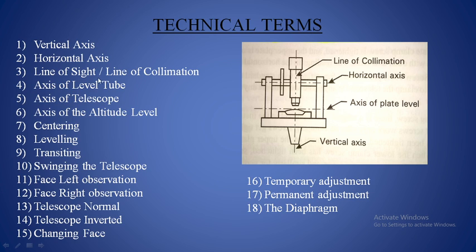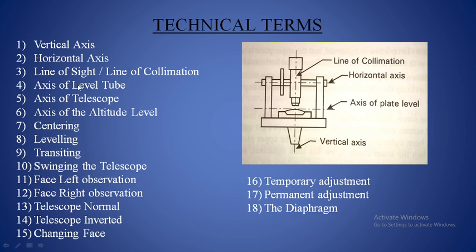So the next one is line of sight or line of collimation. An imaginary line which is passing through the center of the eyepiece. Here, if this is the eyepiece, an imaginary line which is passing through exactly the center of the eyepiece and the exact center of the object glass, and its continuation, is known as line of sight or line of collimation. So you are going to use the line of collimation term in dumpy level surveying.